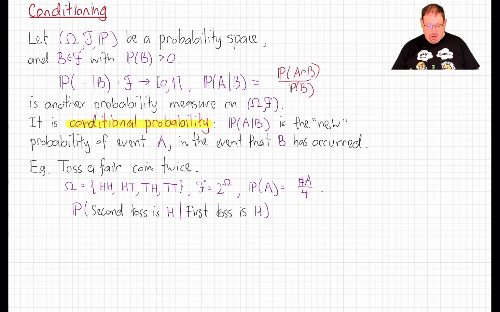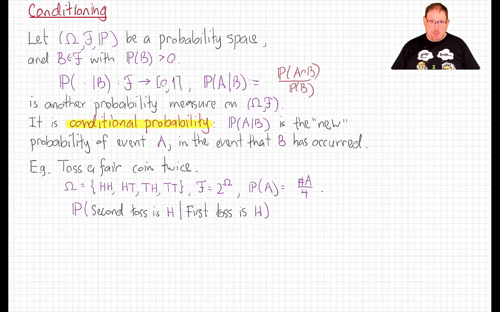Let's look at our favorite example in terms of tossing a coin. If we toss a fair coin twice, our standard model is the sample space consisting of these four outcomes: heads, heads; heads, tails; tails, heads; and tails, tails. Since it's finite, there's no technical obstruction to taking the sigma field to be all subsets, and as usual, we have the uniform probability measure. Any one of those four outcomes is equally likely. Now let's look at a particular conditional probability. What is the probability that the second toss is heads, given that the first toss was heads?